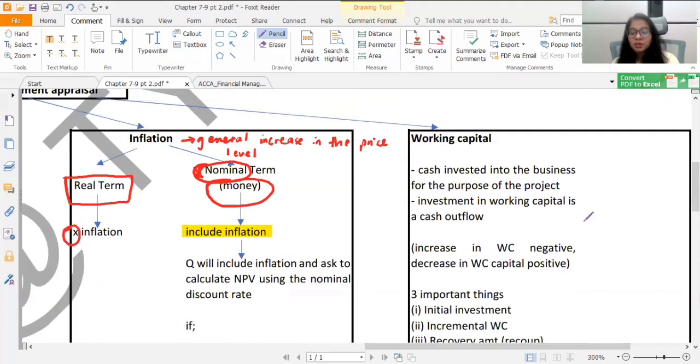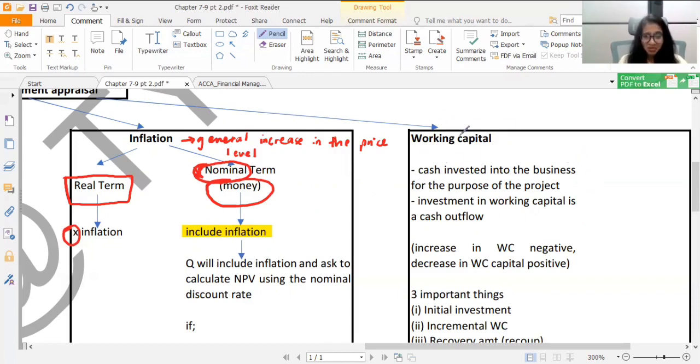So the final part of our advanced investment appraisal is working capital. So guys, you have already studied working capital in the past, right? What is working capital? How do you calculate working capital? So working capital is actually the amount of money that you invest in your organization to ensure that it is operational on a daily basis, right? That means to run your day-to-day operations.